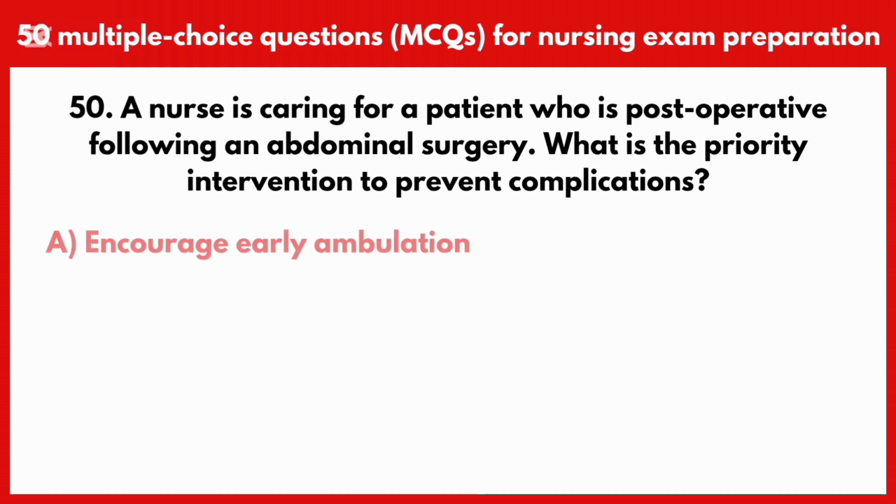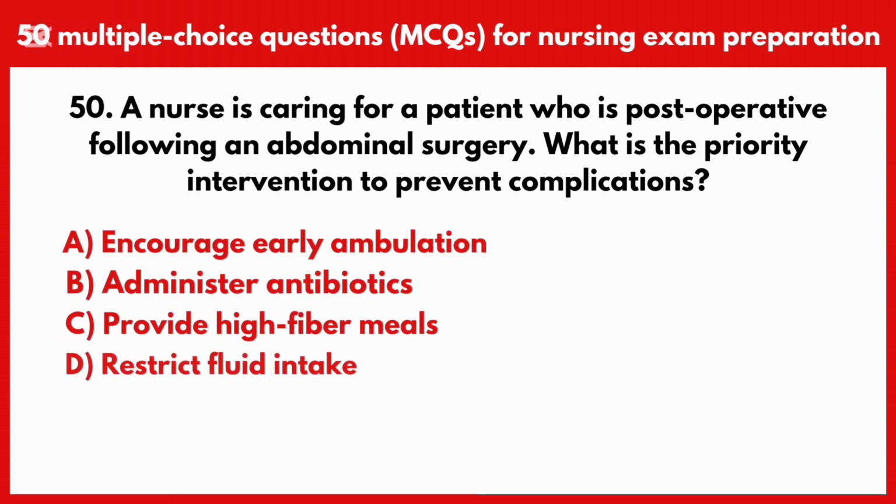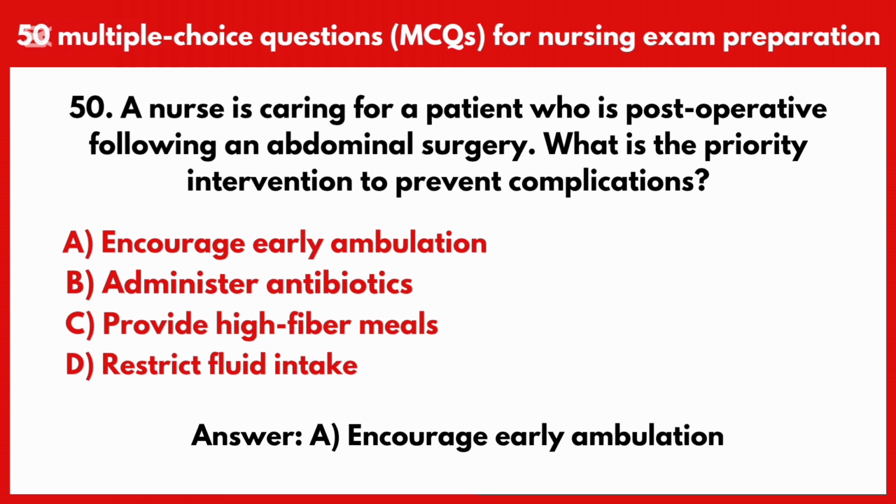A nurse is caring for a patient who is post-operative following an abdominal surgery. What is the priority intervention to prevent complications? Correct answer is option A.